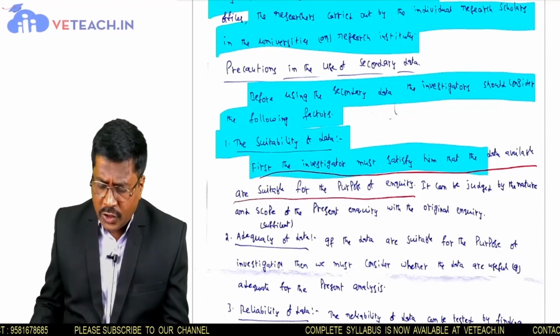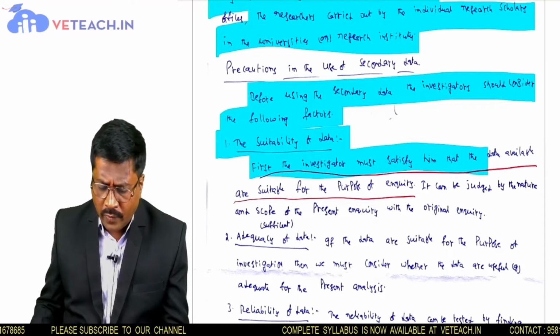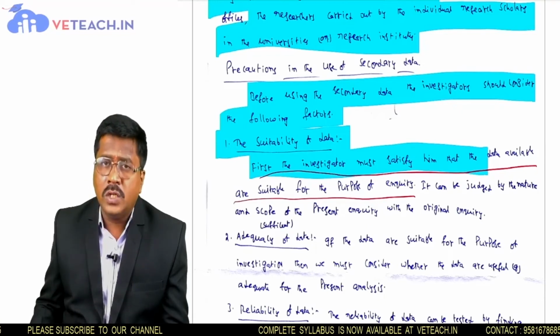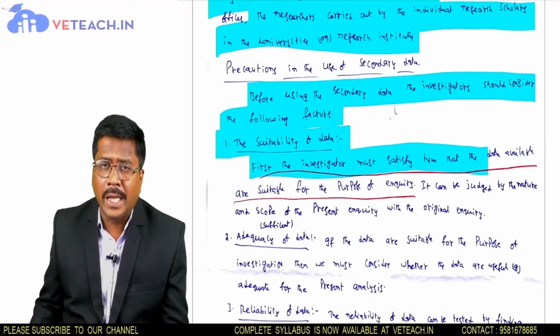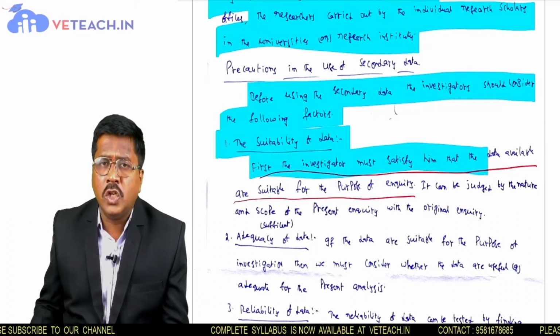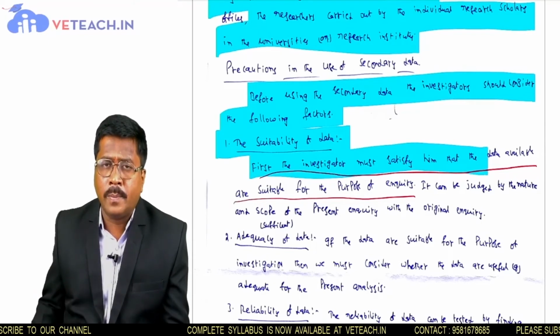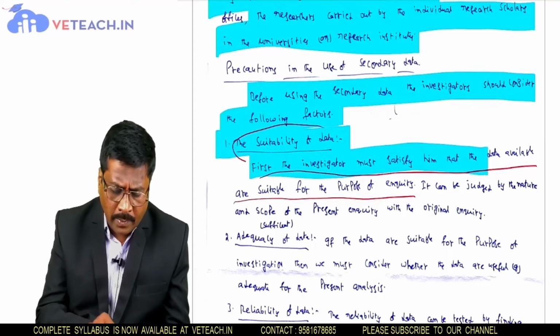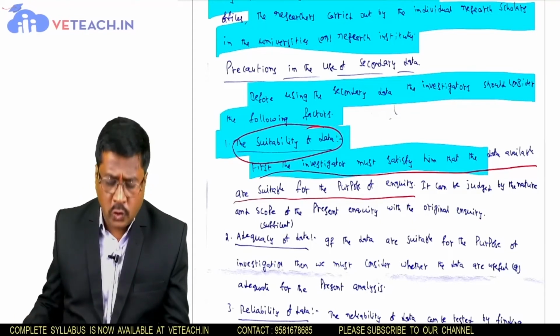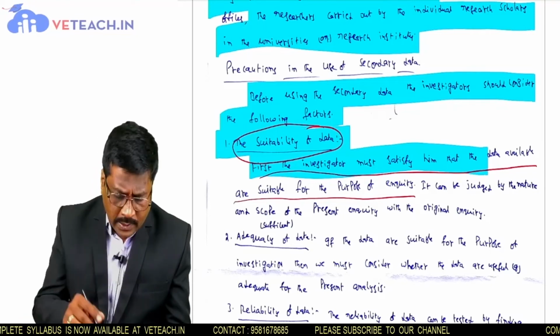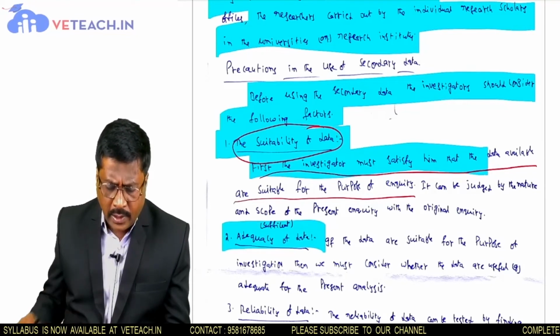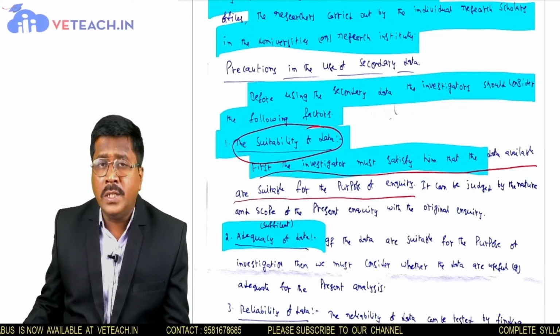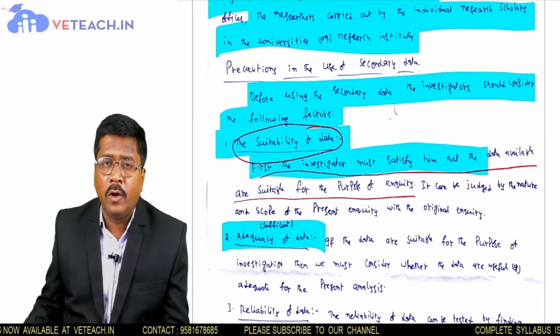It can be judged by the nature and scope of the present inquiry compared with the original inquiry. Like that, how much data is useful for our purpose only. This is the major condition that may be applied, that is, the suitability of the data. The second one is adequacy, that is, sufficiency of the data. How much data is useful for our purpose only.